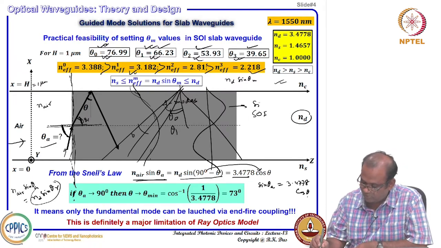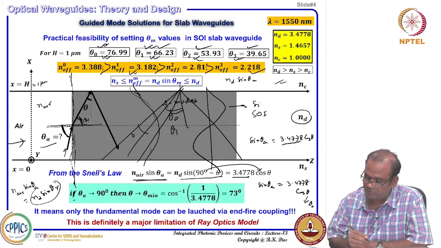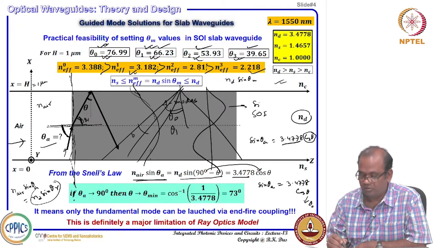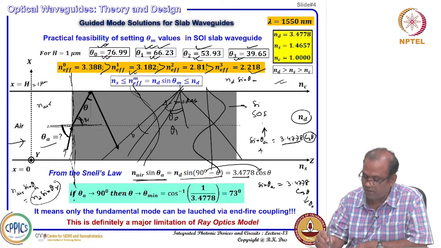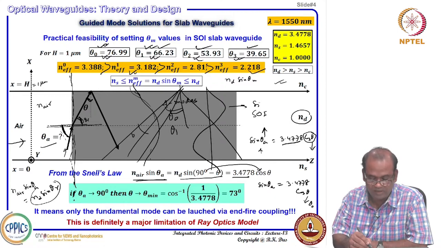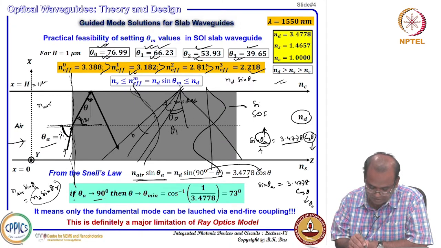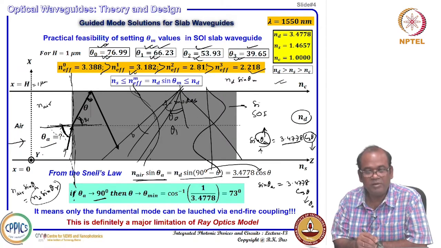Now, suppose I want to get a theta naught, whether it is possible or not. It is clear from this expression, when I write sin theta A equal to 3.4778 cos theta, that this is a constant. Now, when theta A is more, according to this relationship, this theta will be less. If theta A keeps on increasing, theta will be decreasing according to Snell's law. What is the maximum possible value of theta A? The maximum possible value of theta A is 90 degrees. So, theta A can be 0 to 90 degrees, because I can shine directly and I can increase up to 90 degrees. Theta A can be maximum 90 degrees.